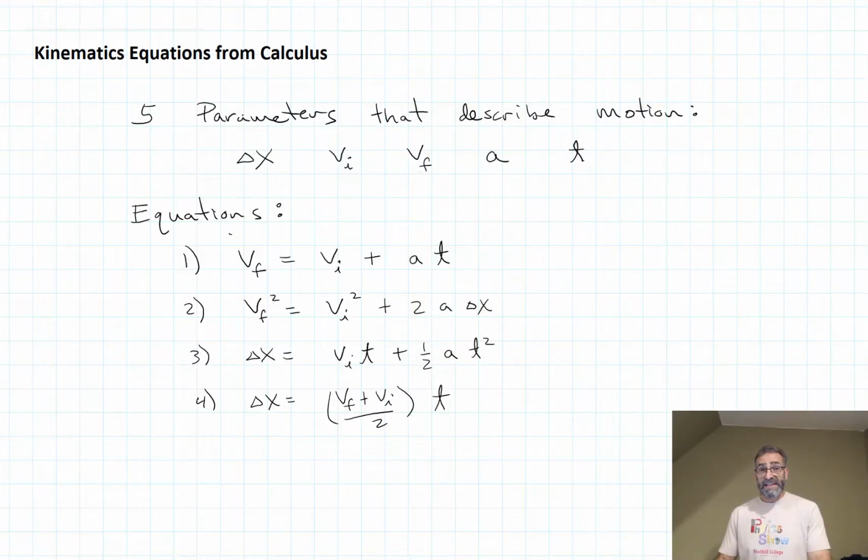As we did in the last video, we want to come up with the equations we can use to help find the 5 parameters that define an object's motion: its displacement, its initial velocity, its final velocity, its acceleration, and the time. This time we're going to do it using the definitions of velocity and acceleration and some integration. Let's start with equation 1.